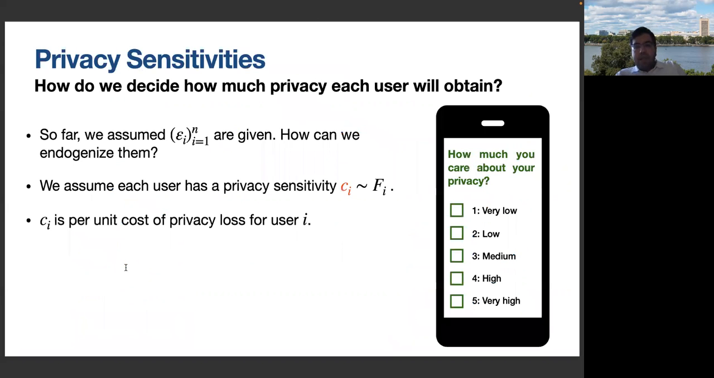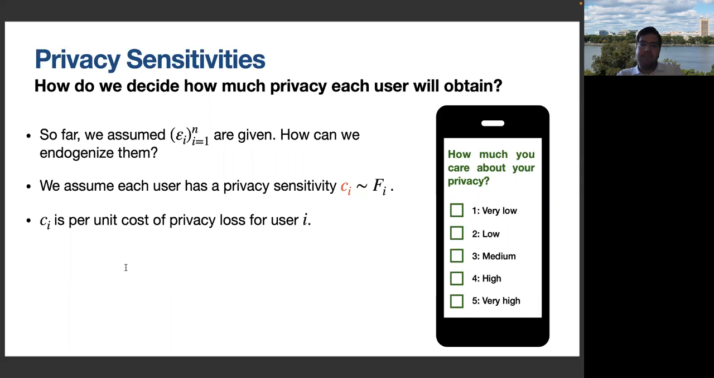One could say that we assume the epsilon i's, as the privacy loss levels, are given, but it might not be easy in practice to demand such a thing from users, meaning that it might not be easy to ask patients to know about differential privacy and tell which epsilon i they want to choose. It might make more sense for the platform to choose it, but with some input from users that tells how much they care about privacy.